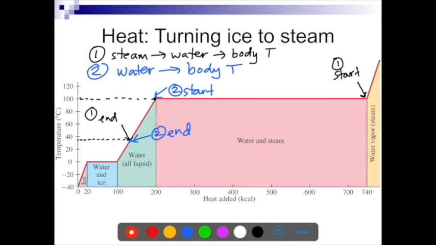Okay, what we want to find is the total energy it takes to convert steam to water, and then water to cool down to body temperature, because that will be the total energy that the body will absorb from the steam that's on the skin. Okay, and then we also need to find the total energy it takes for water to cool down to body temperature, and then compare the two energies for us to determine which is more dangerous, steam burn or a boiling water burn.